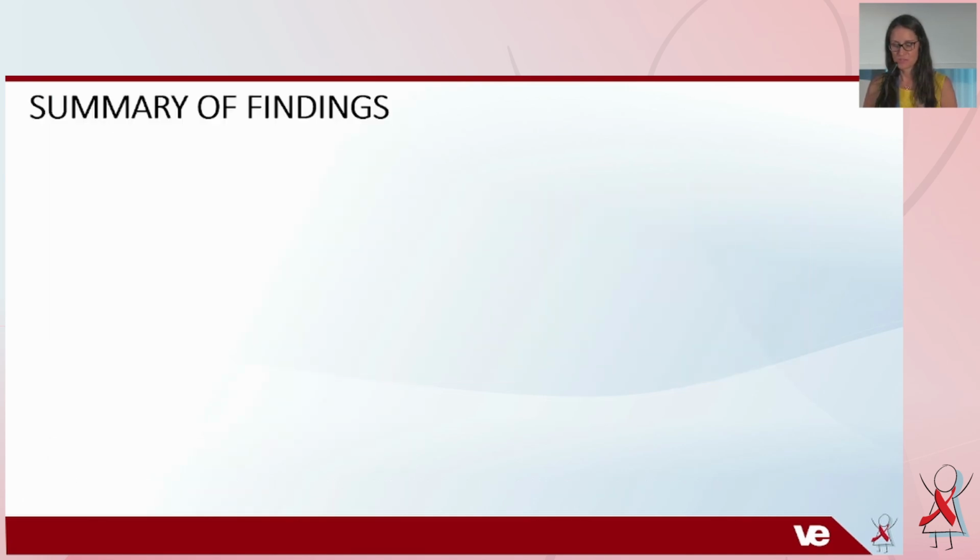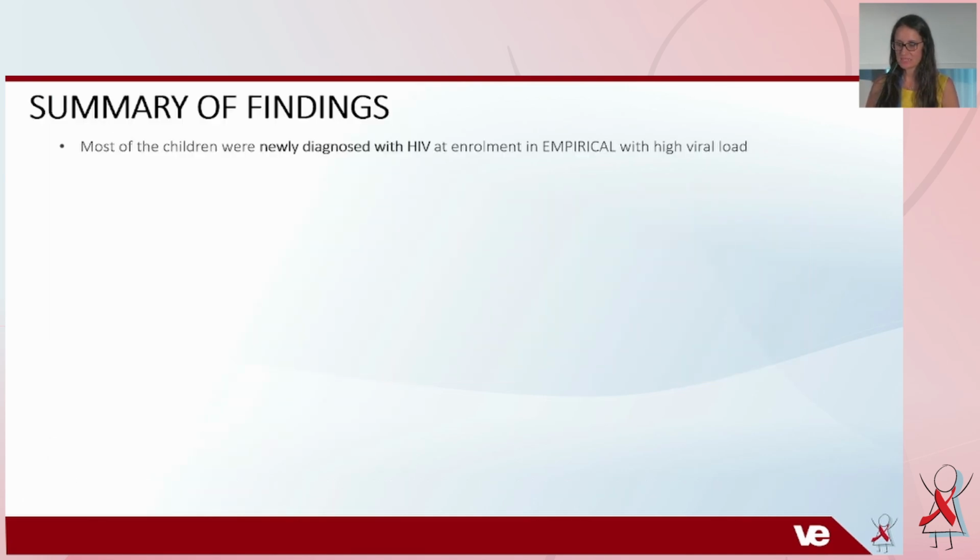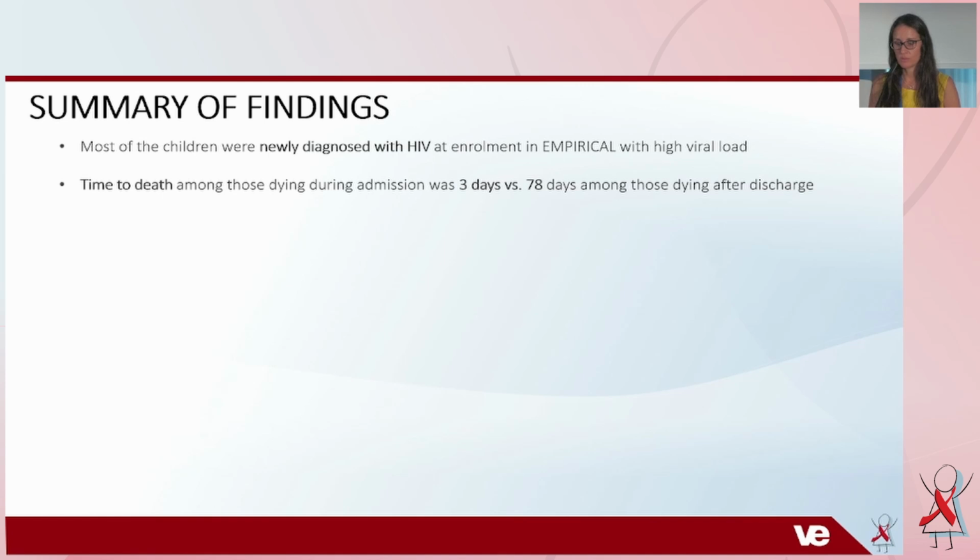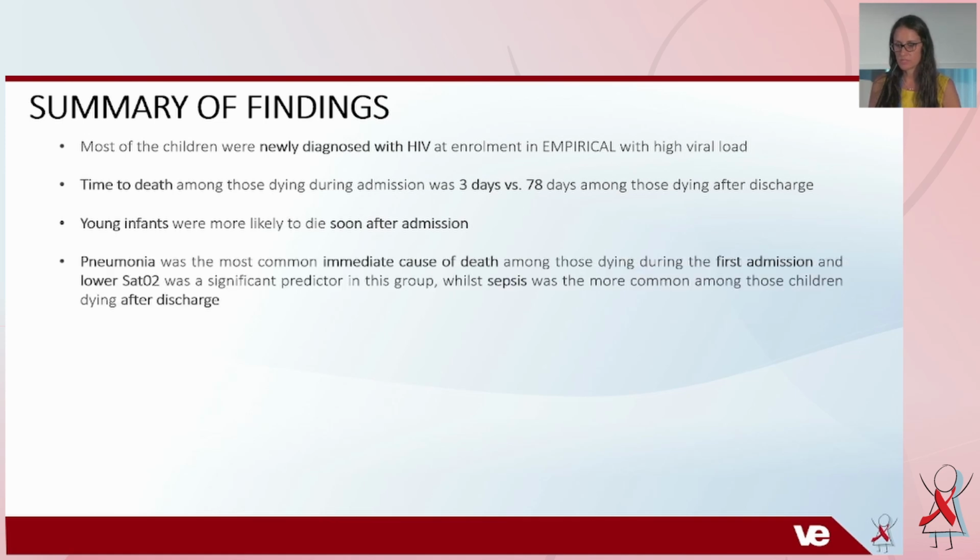So I have shown many results. Just a summary: most of the children were new diagnoses of HIV with very high viral load. The time to death was 3 days in those dying in the first admission versus 78 days in those dying after discharge. Young infants were more likely to die soon after admission. Pneumonia was the most common immediate cause of death among those dying during the first admission, and lower saturation was a significant predictor, while sepsis was more common in those dying after discharge.